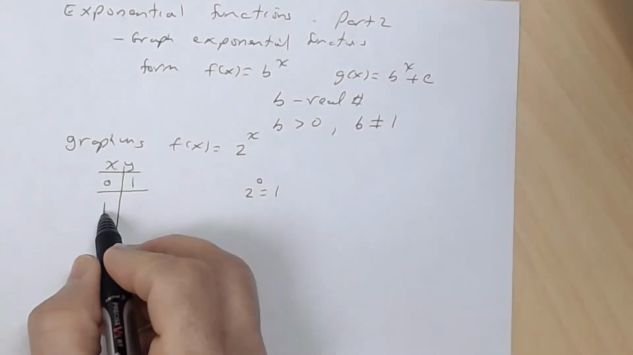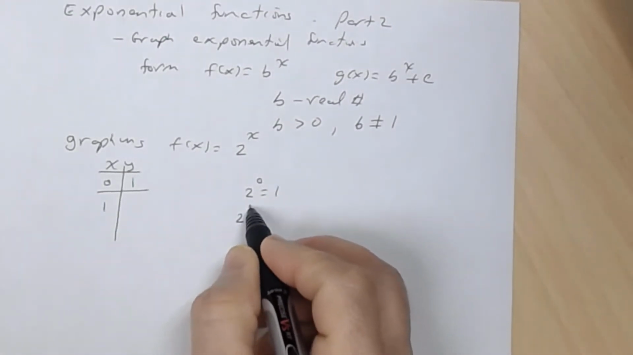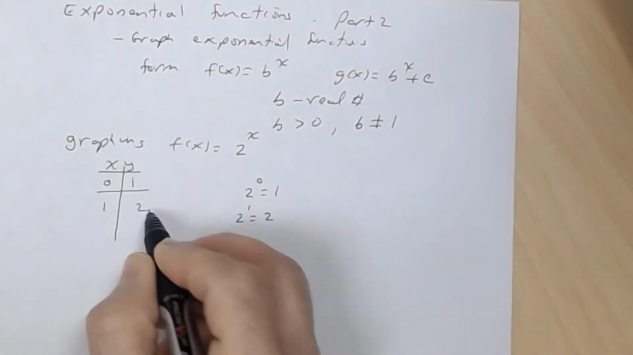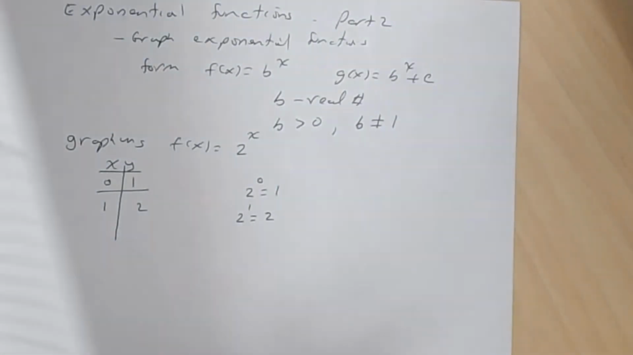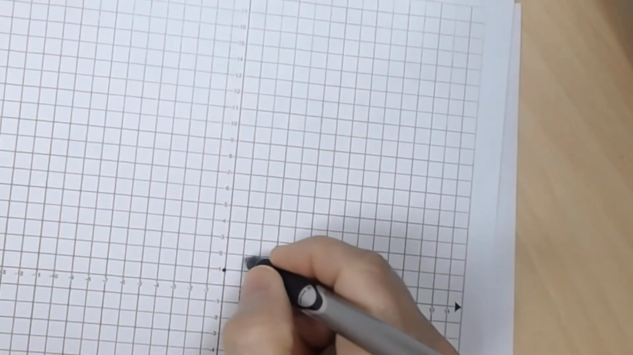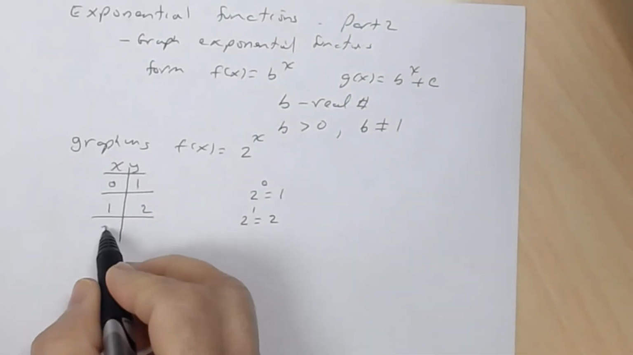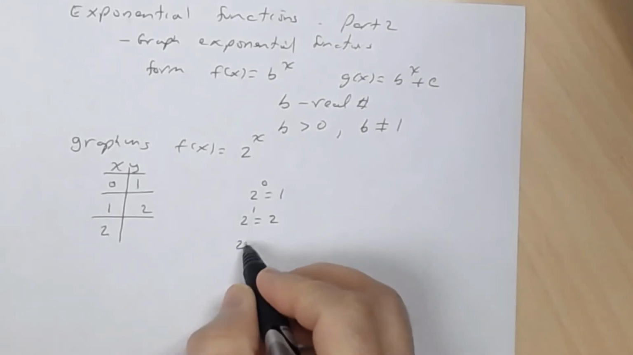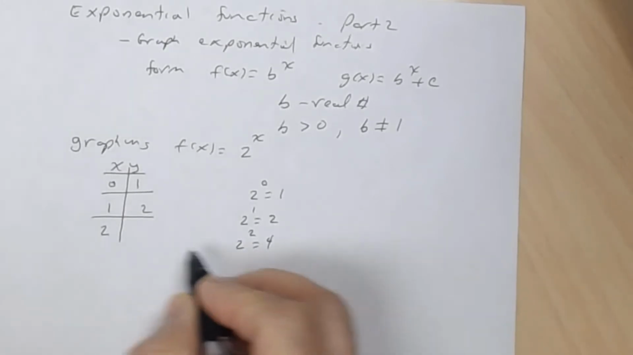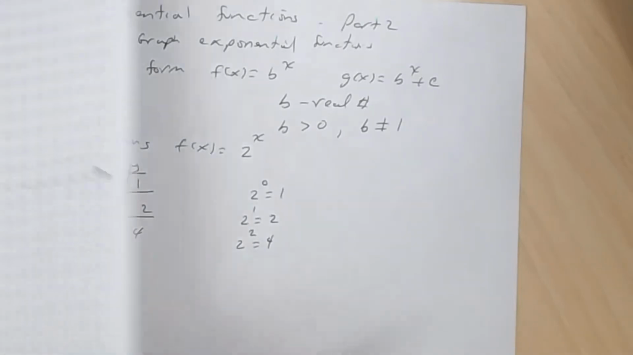If x is, let's say, 1, I get 2 to the first, which is 2. So I'm going to plot the point (1, 2). So (1, 2) is right here. If x is, let's say, 2, I get 2 squared, which is 4. So I'm going to plot the point (2, 4).